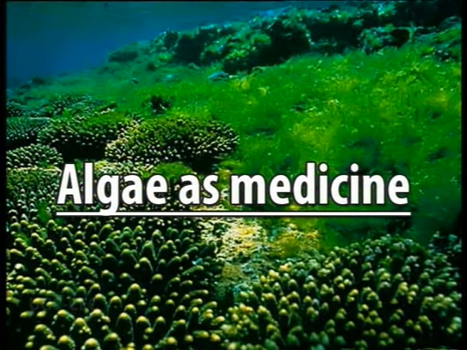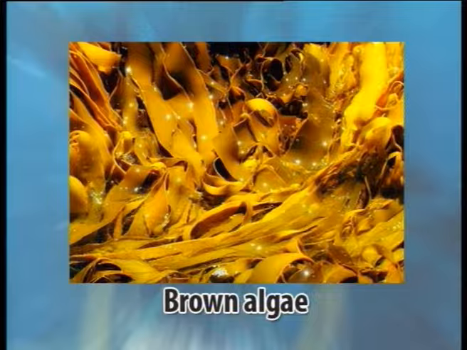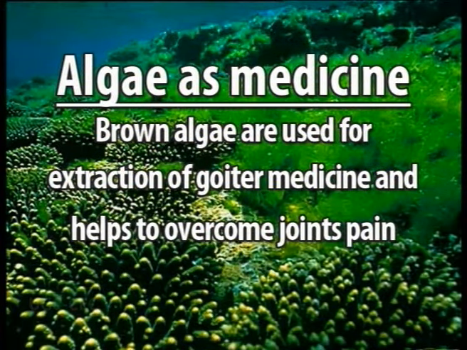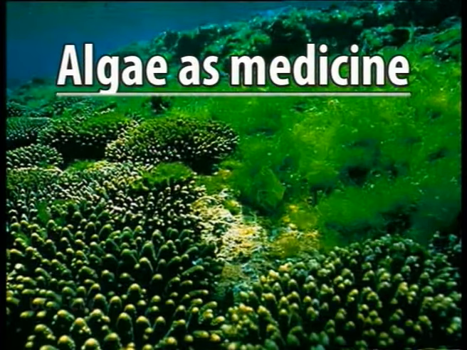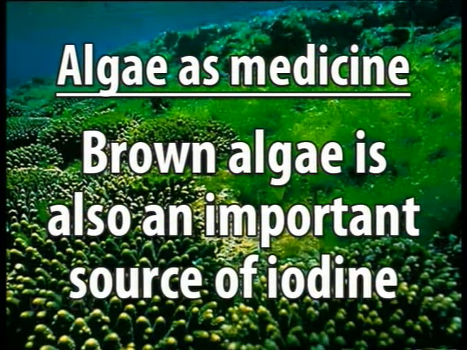The second important aspect of the algal importance is the use of algae as medicine. That is where either certain specific algae as such or algal products after being extracted from select algae are used in the preparation of medicine or directly consumed. Among the different algae, the important medicinal sources are: number one, brown algae. That is those algae which are used for extraction of goiter medicine that will in turn overcome whatever problems one is suffering from, the pain of joints, etc. And it has been seen that this alga, that is brown alga, is an important source of iodine, which is actually the most important remedial measure of overcoming whatever goiter problems one is suffering from.